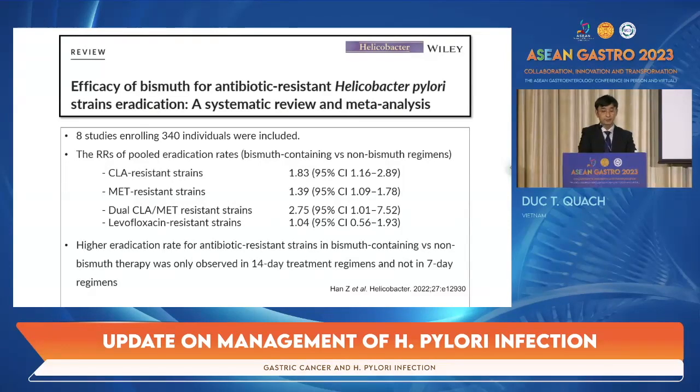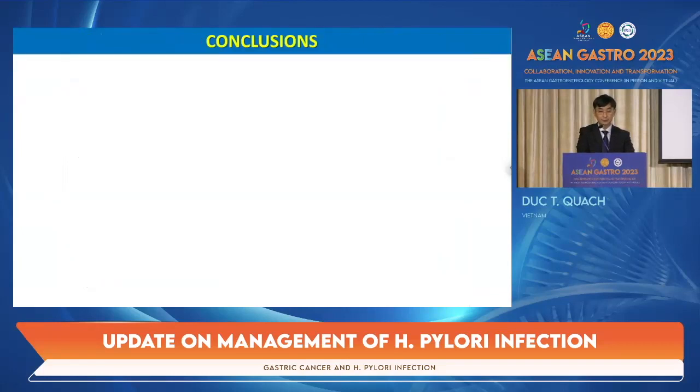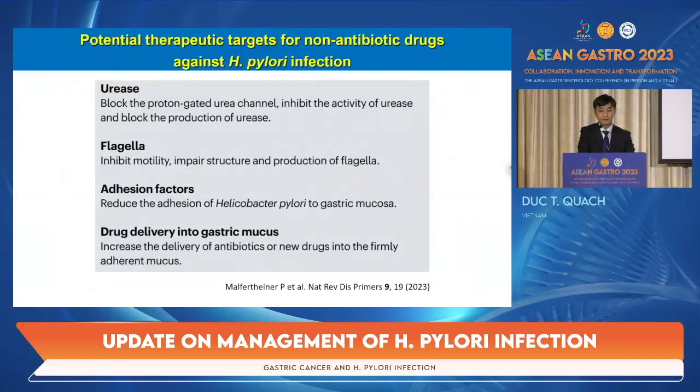It's also important in this study to show that when we add Bismuth, the benefits are only observed in the 14-day treatment and not in the 7-day treatment. And it's very important when we translate it into daily practice that we should use the 14-day treatment. So this is some potential therapy target for non-antibiotic treatment against H. pylori infection, that I think may help in the future in the era of multi-drug resistance.